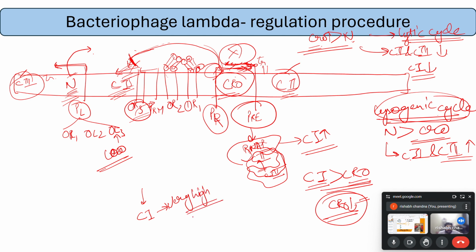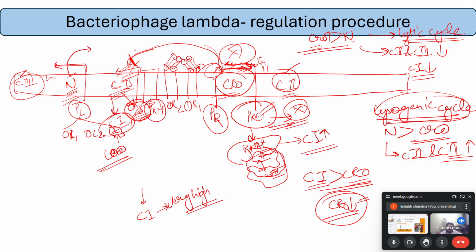So in that case, what happens? This C1 promoter binds to the OR3 operator also. This leads to stoppage of this particular PRM promoter, thus leading to the inhibition in synthesis of C1 protein. Same thing happens with the PRE element. So C1 promotes the proteolysis of C2 and C3 as well, so that it cannot bind to the PRE and the transcription stops.